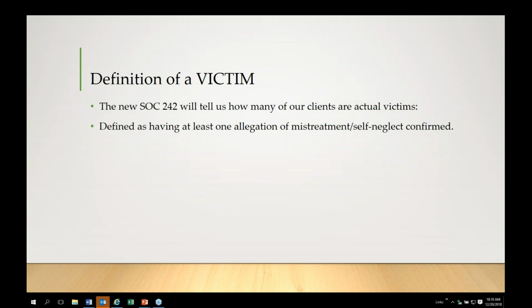One of the problems with our old SOC 242 is we were not able to figure out how many of our clients were actually victims. So now we are going to be able to pull that information out, and a victim is defined as having at least one allegation of mistreatment or self-neglect that is confirmed. So the new data is going to let us know how many of our clients actually are victims.